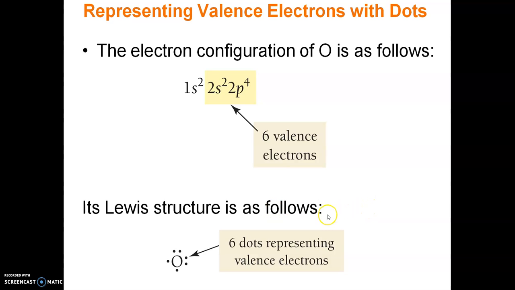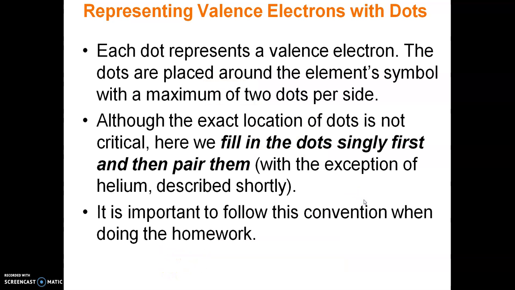But yeah, the general idea is count up how many valence electrons you have, whether they're S's and P's, doesn't matter, and then distribute them around the symbol for the element, one at a time, unpairing them as much as you can, and then going around pairing up as you need to. Okay? So they say that here. You fill the dots singly first and then pair them up as you need to.